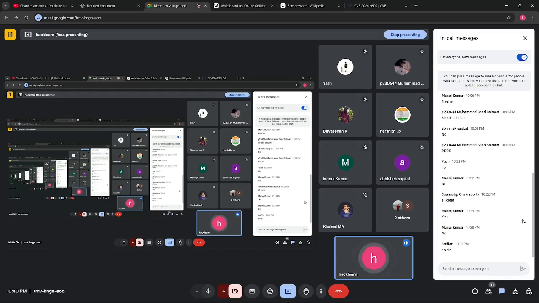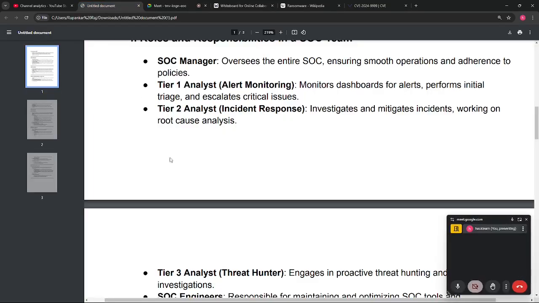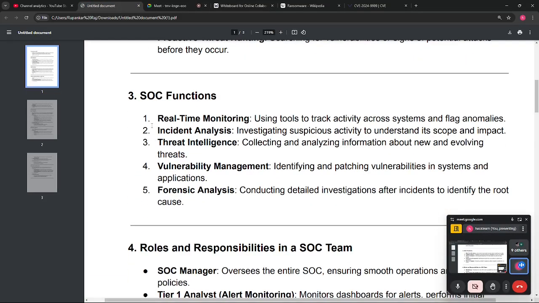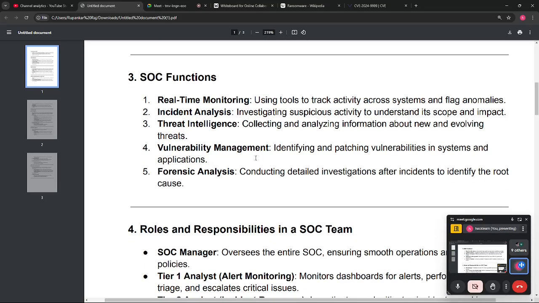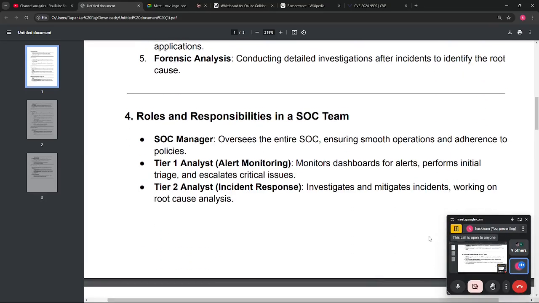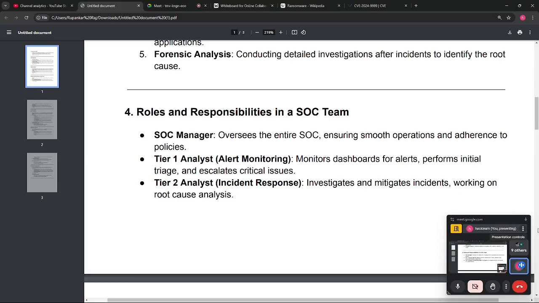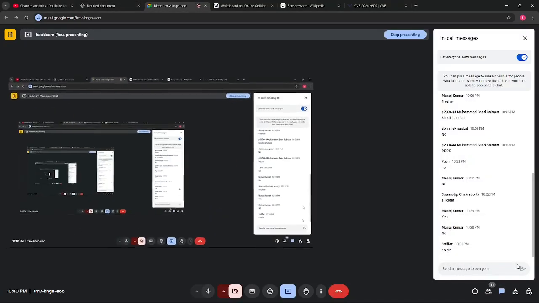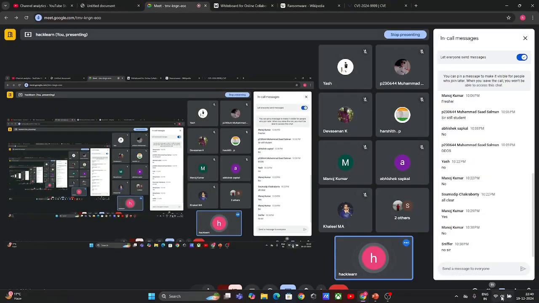For in-depth forensics, there might be a different team in the organization also. But first, if you are joining a team, you have to gather knowledge about each and everything, all the aspects you have to cover, like monitoring, incident analysis, vulnerability management, threat intelligence, and forensic analysis. All of these you have to cover as a beginner or a fresher. After gaining some experience, they might give you some specific roles also.